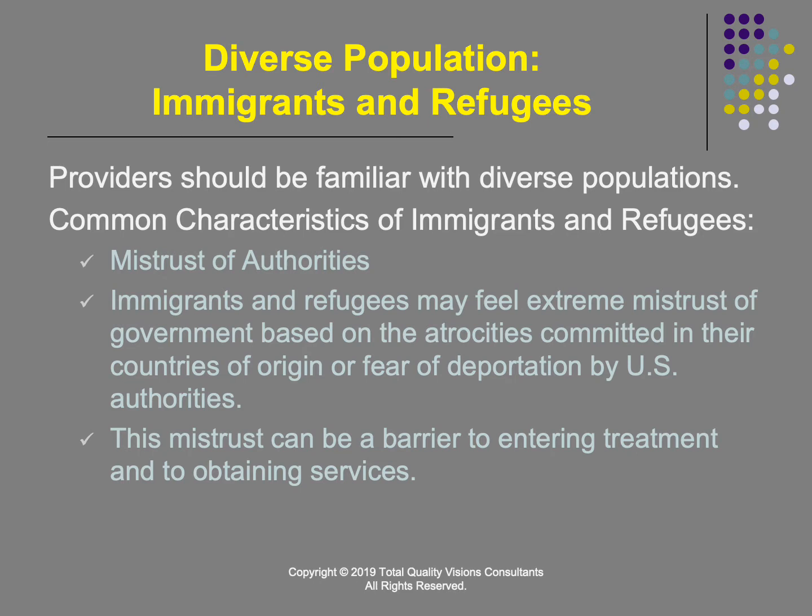Diverse populations, immigrants, and refugees. Providers should be familiar with diverse populations. Common characteristics of immigrants and refugees: mistrust of authorities. Immigrants and refugees may feel extreme mistrust of the government based on the atrocities committed in their countries of origin or fear of deportation by U.S. authorities. This mistrust can be a barrier to entering treatment and obtaining services.